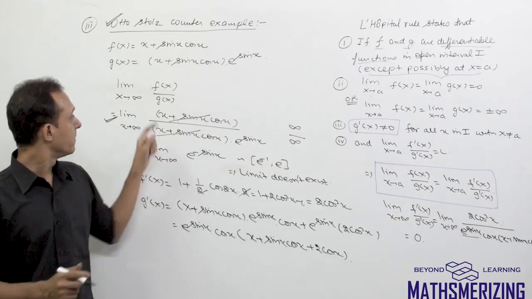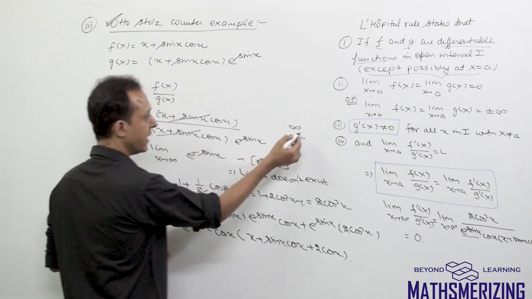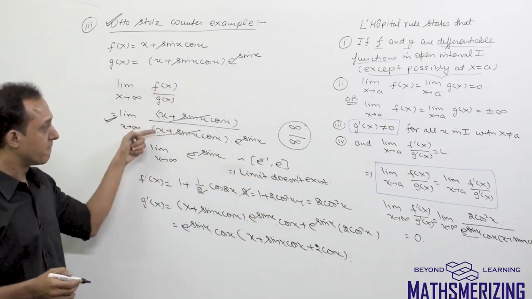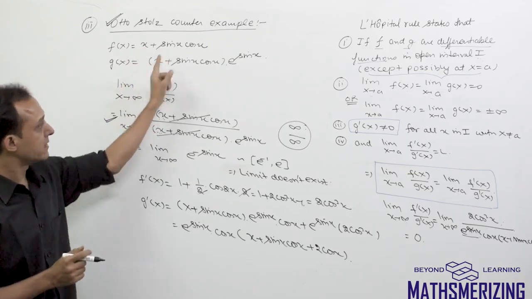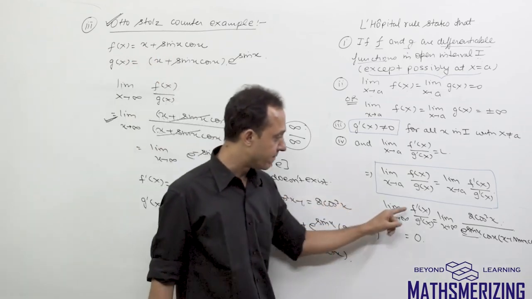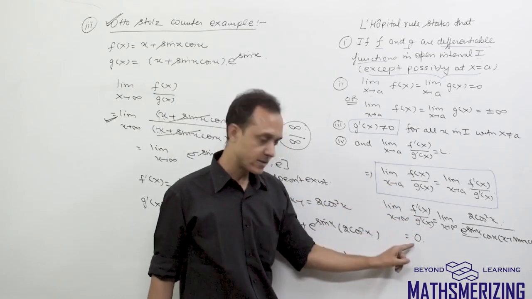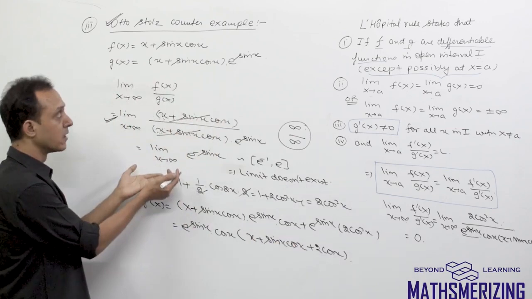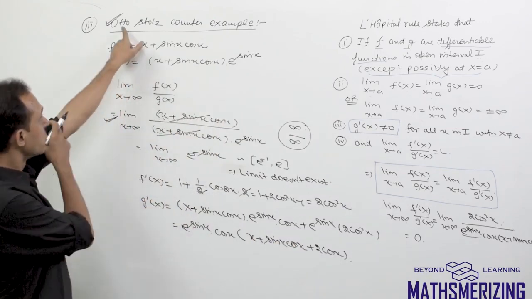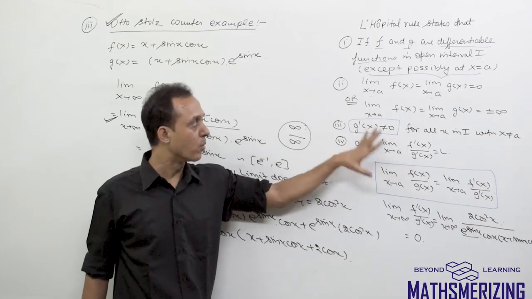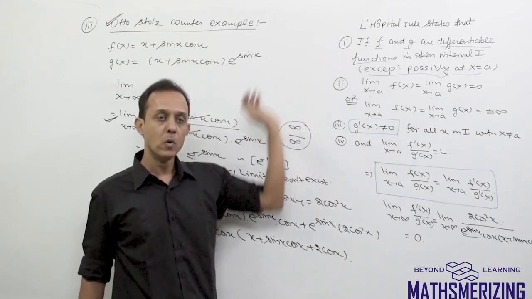Now in this example, f(x) upon g(x) is of infinity upon infinity form as x tends to infinity. Functions f(x) and g(x) are differentiable functions. This limit, x tends to infinity, f dash x upon g dash x, exists and is equal to 0. But still, the limit of f(x) upon g(x) doesn't exist. So from this counter example, it is shown that the condition g dash x unequal to 0 is required for L'Hospital's rule to hold.